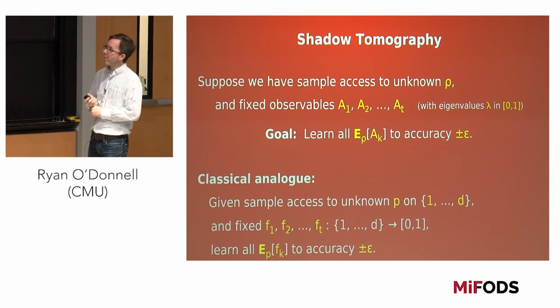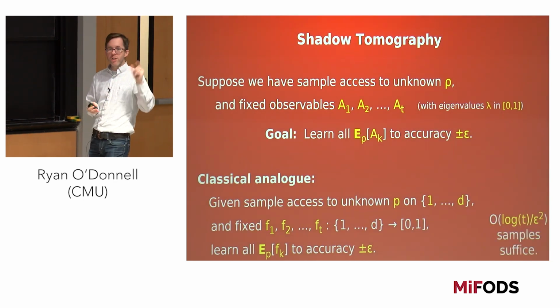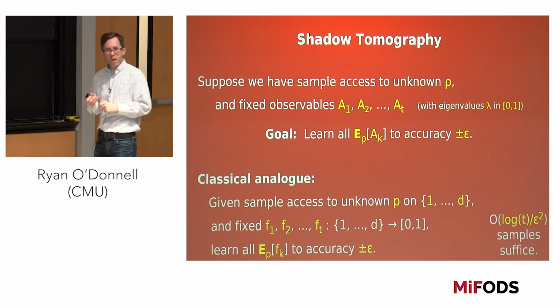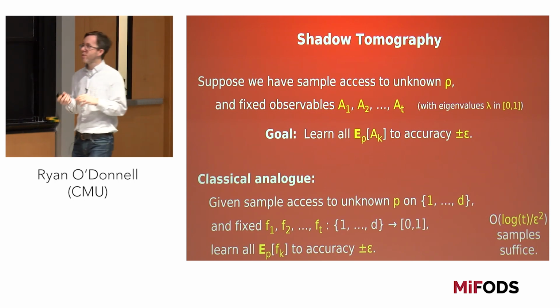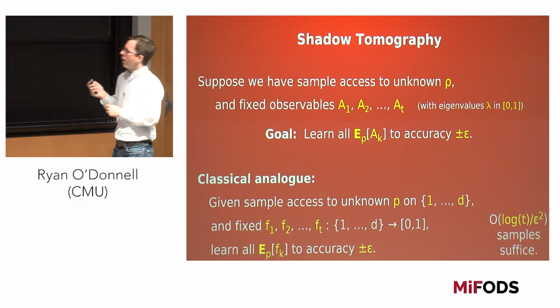But let's go back to the quantum problem. The challenge of the quantum problem is, in some sense, you cannot reuse the samples. So in the classical algorithm, you took a bunch of samples and used them to estimate f1's mean, and also simultaneously f2's mean up to ft's mean. But you somehow cannot really do this in the quantum case, unless the A's commute.